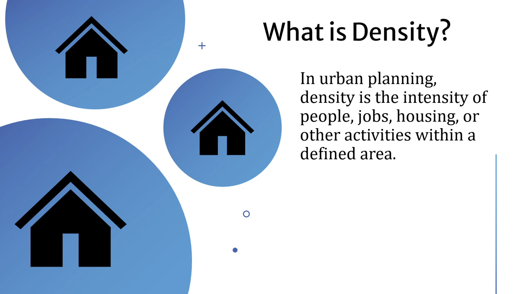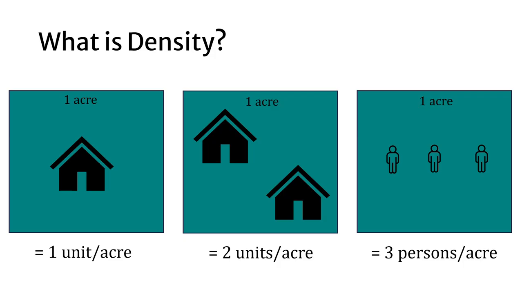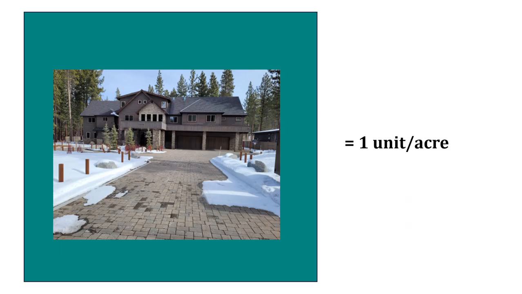In urban planning, density is defined as the intensity of people, jobs, housing, or other activities within a defined area. That defined area can be as small as a parcel or as large as the Tahoe Basin. In Tahoe, we measure housing density using number of housing units per acre. Assuming these blue boxes are 1 acre properties, this would equate to 1 unit per acre or 2 units per acre. For certain uses like employee housing, we measure density in number of people per acre, like you can see on the right-hand side. I'll now walk you through some examples of how we measure density in Tahoe using the same format as the previous slide.